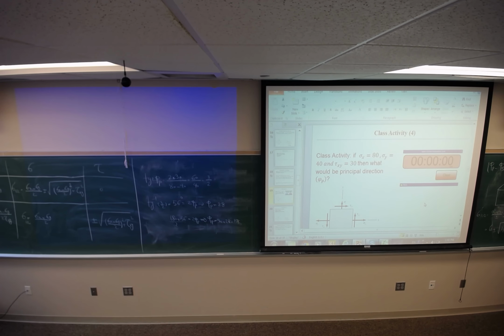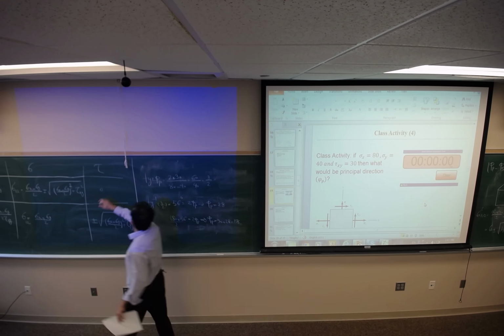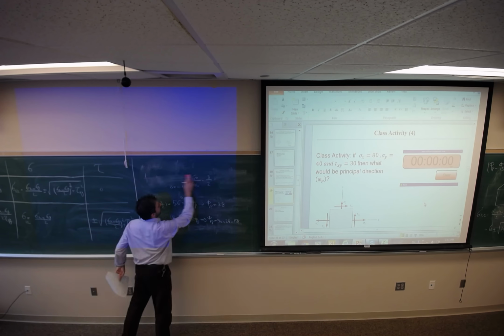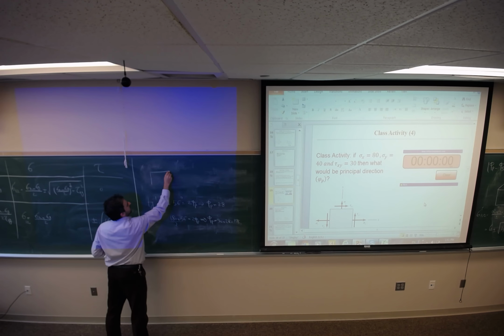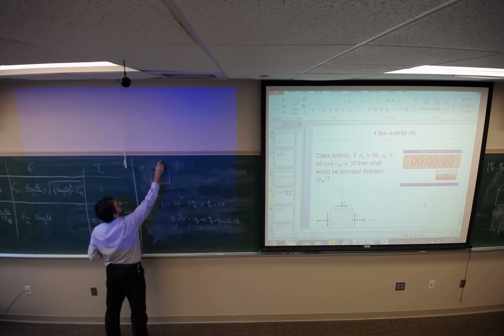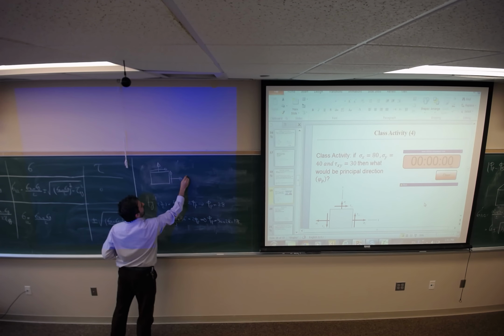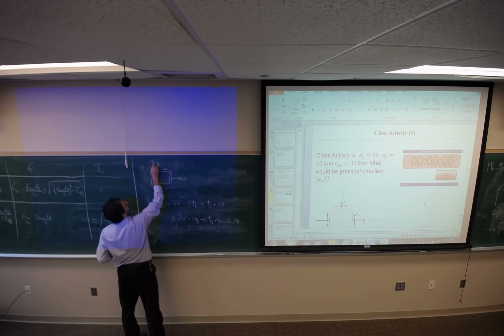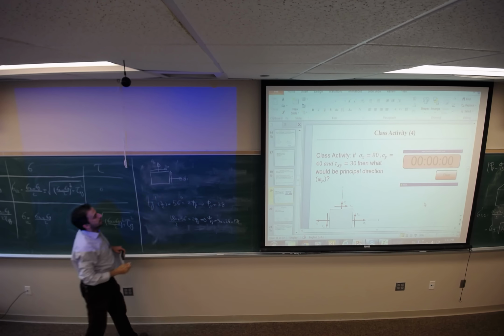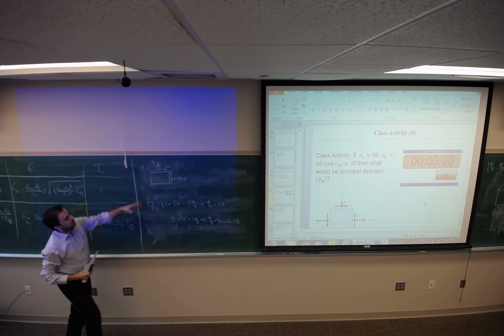And if I ask you what would be the shear stress, you don't need to calculate. It's always 0 at the principal direction. Now, this is what it means. So if we have this plane stress element, sigma x is 80, sigma y is 40, and tau xy is 30. At this state of stress, these are the values of the stresses.